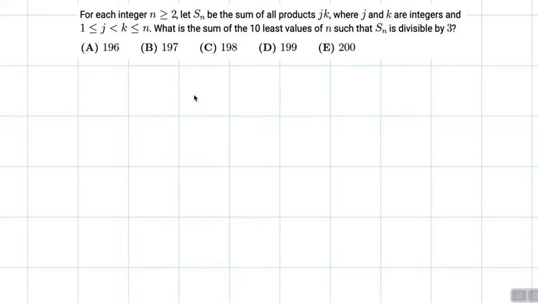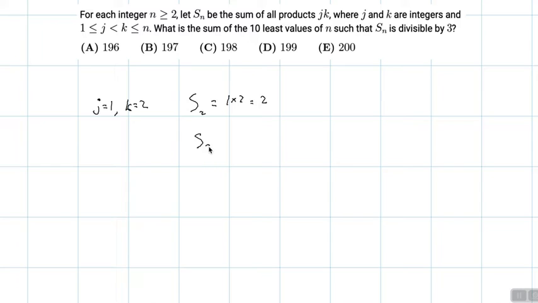We're going to start with just looking at what S sub 2 is equal to. So all possibilities there, j and k are integers. In this case, the smallest j would be 1, and k would be equal to 2. And those are the only pairs that we could do because k has to be less than or equal to n, which is 2 in this case. So S sub 2 is 1 times 2, which is 2.